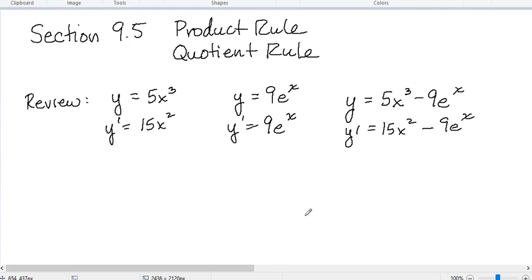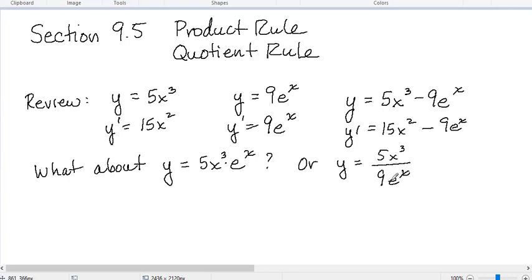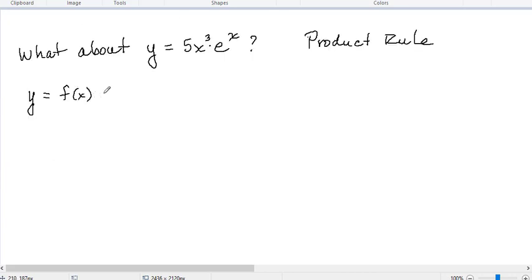Today's question is, what if we had multiplication between the x cubed function and the e to the x instead of subtraction? Or what if the two functions were connected by division? You need completely different formulas for this, and they're not what you would expect. So here we go. I'm going to start with something more complicated, and then we'll simplify it down to what we're looking at. It just seems to work easier.